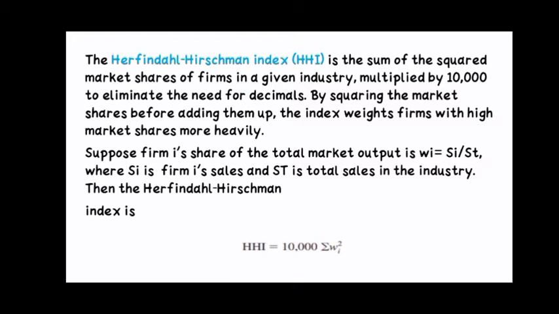By squaring the market shares before adding them up, the index weights firms with high market shares more heavily. Suppose firm i's share of the total market output is w_i = s_i / s_t, where s_i is the firm i's sales and s_t is the total sales in the industry. The Herfindahl-Hirschman Index is given by HHI = 10,000 × Σ w_i². So that is the formula of the Herfindahl-Hirschman Index.